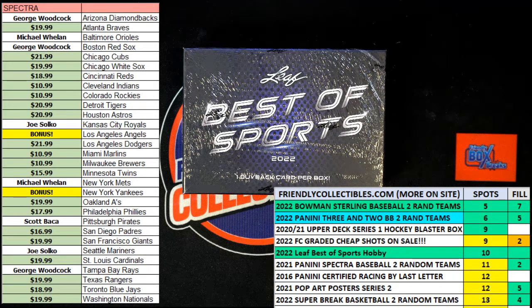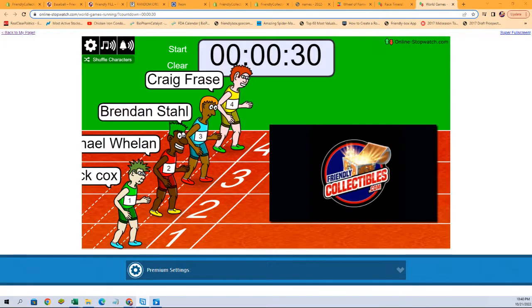All right, here we go. It is race filler time. This is a filler for two spots in 2022 Leaf Best of Sports Hobby Box 130. We've got four racers at the line and 30 seconds on the clock. Let's shuffle these racers seven times and start this race.